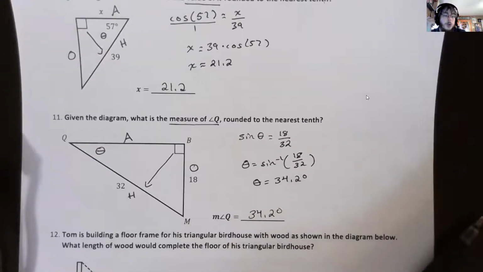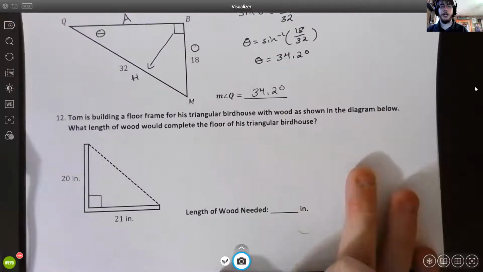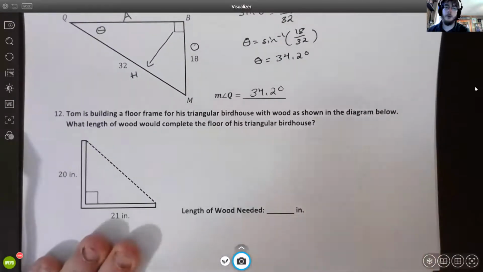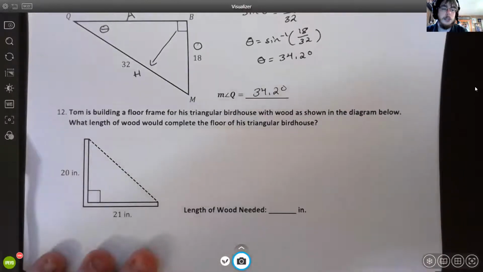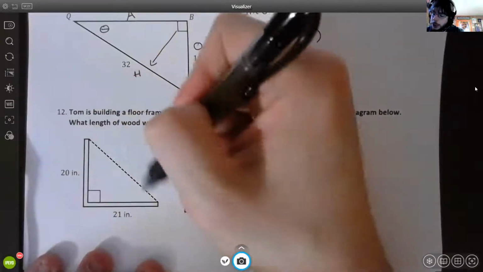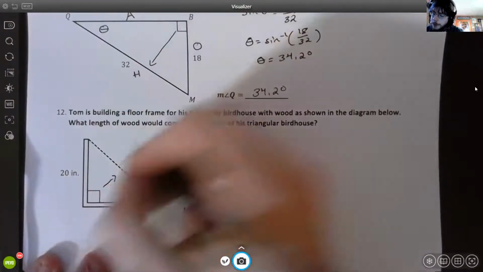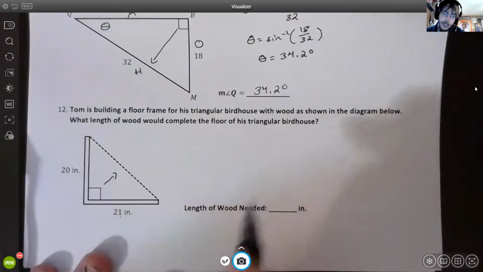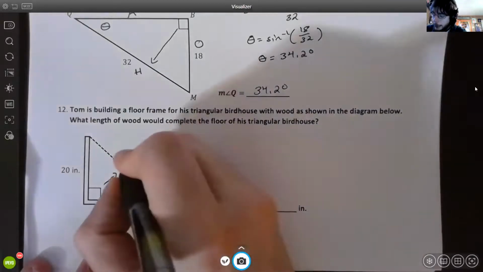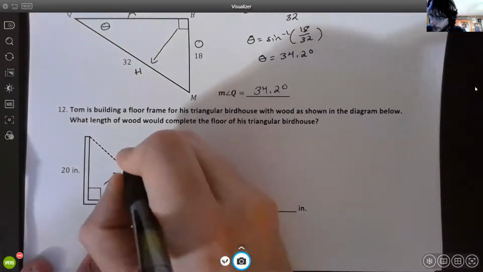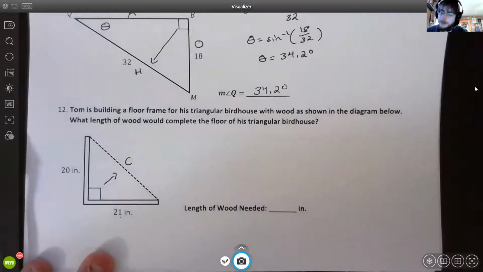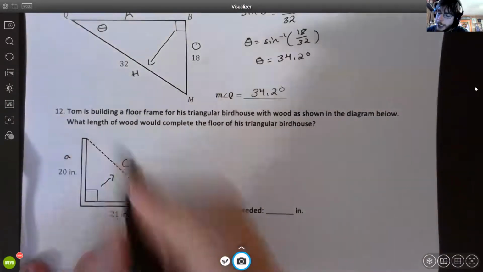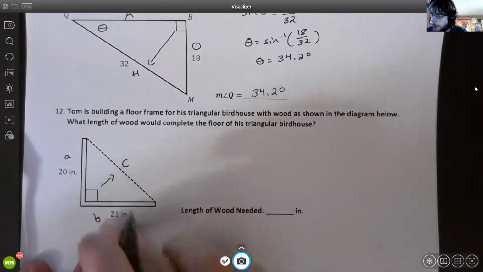All right, number 12. Tom is building a floor frame for his triangular birdhouse with wood as shown below. What length of wood would complete the floor of his triangular birdhouse? So the side that he's looking to complete is his hypotenuse. And you'll notice that we are only given two sides, no other angles other than the right angle. So we have to use the Pythagorean theorem. So our hypotenuse is labeled with C. We're going to label our short leg with A and our long leg with B.